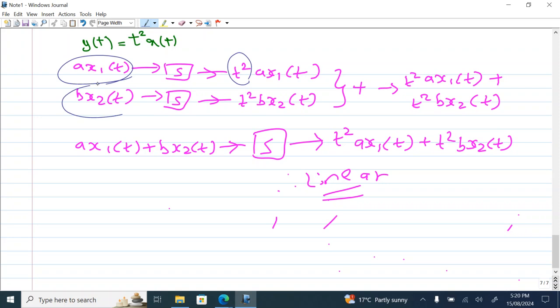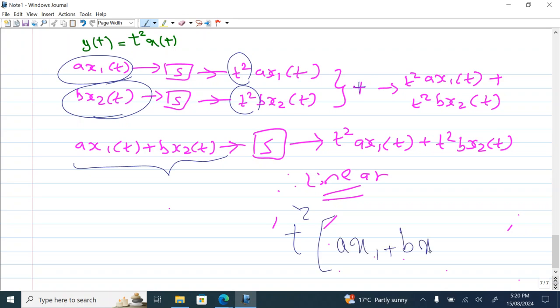We send bx2, a t square is multiplied by it. And then add these two. Then send ax1 plus bx2, so what I'll do is one step before here will be t square times ax1 plus bx2, right? Because that's what's sent to the system multiplied by t squared. And then it will be t squared ax1 plus t squared bx2, which is equal to what we have at the top. And then it's linear.